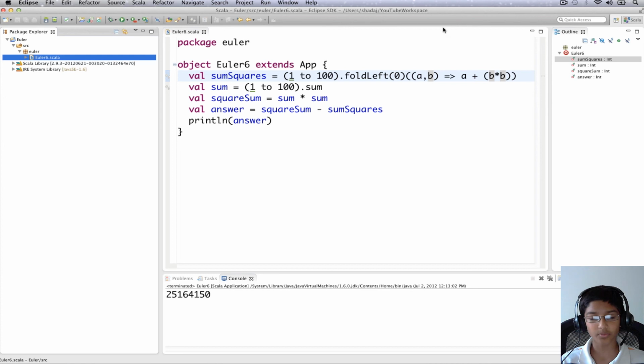And this was a faster way to do it, because before we were going over the whole range to map all the numbers to their squares, and then going over the whole thing again to calculate the sum. Whereas with foldLeft, we're only going over it once, and we're accumulating an overall sum of the squares.